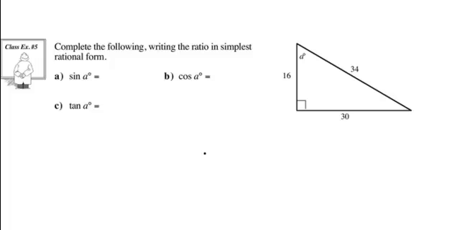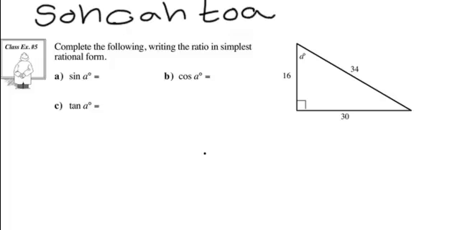Complete the following, writing the ratio in simplest rational form. We're going to use our SOHCAHTOA rules here. And that's going to help you remember that sine is equal to the opposite side of the angle you're looking at over the hypotenuse. Cosine would be equivalent to the adjacent side of the angle you're looking at and the hypotenuse of the triangle. And tan would be the ratio of the opposite side and the adjacent side.